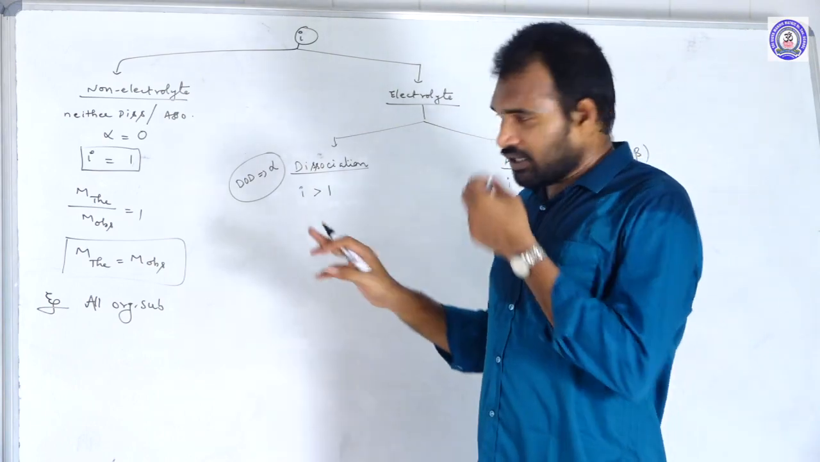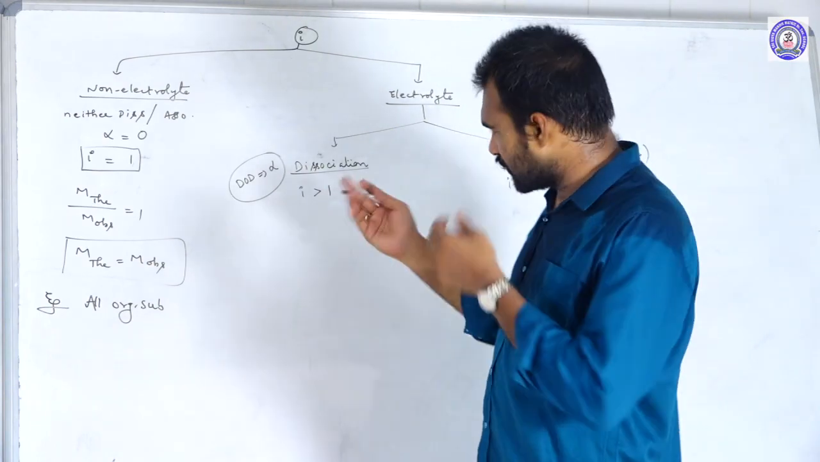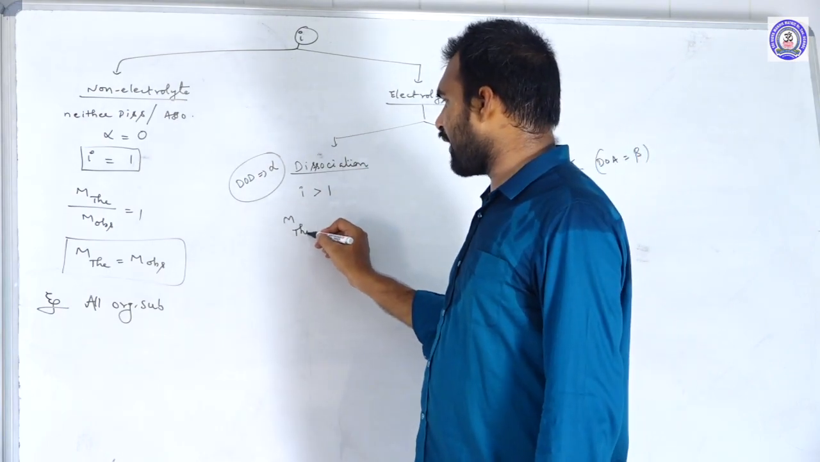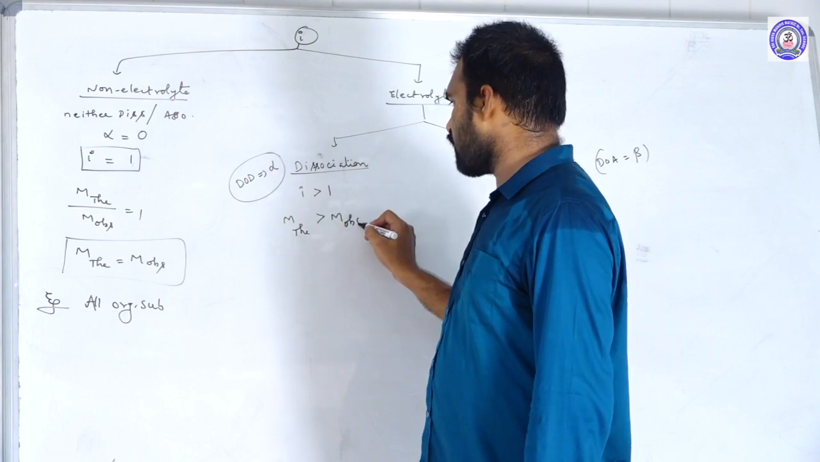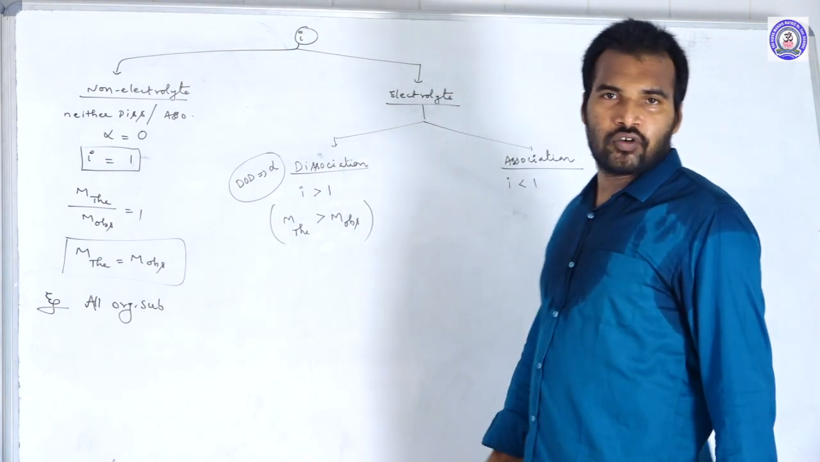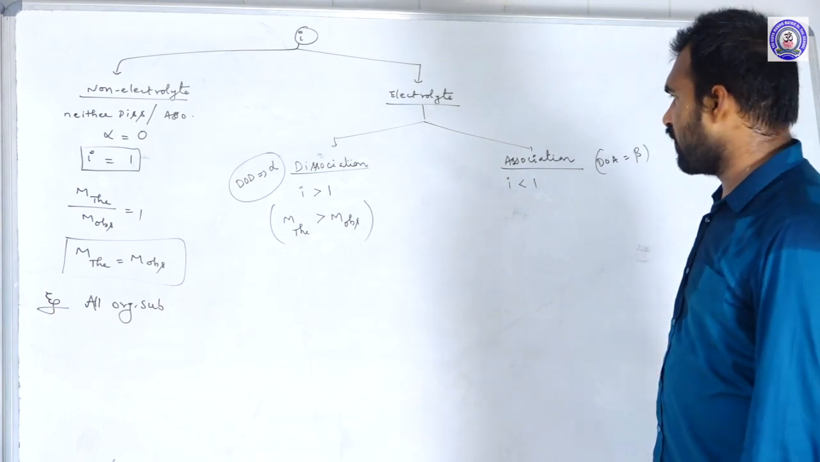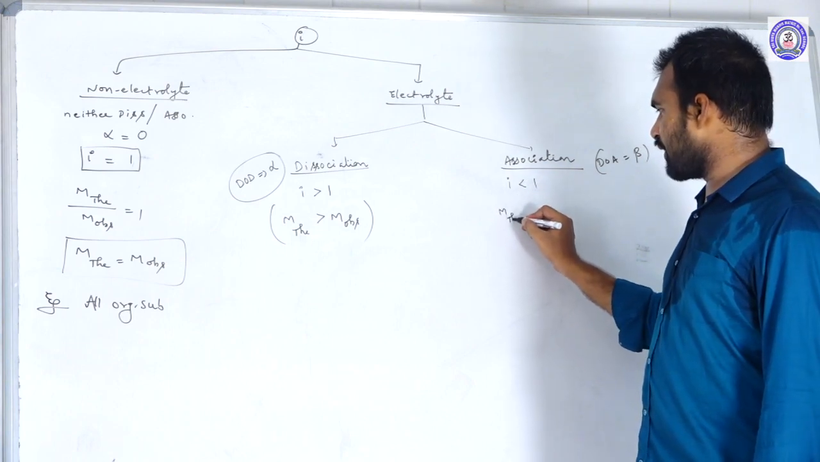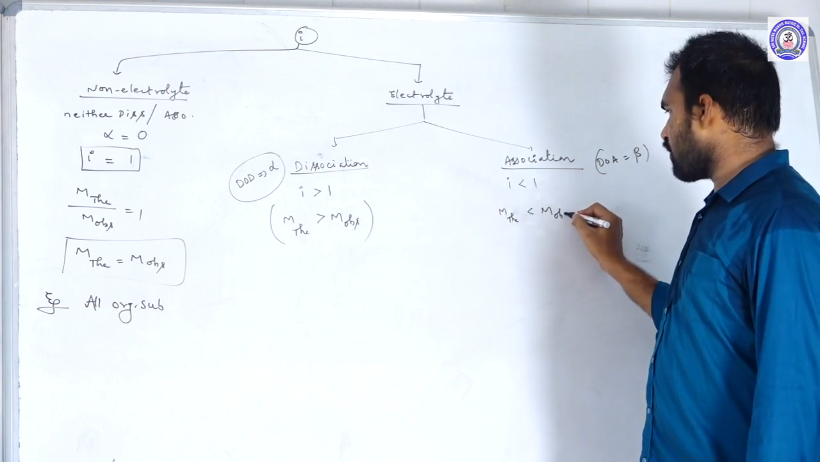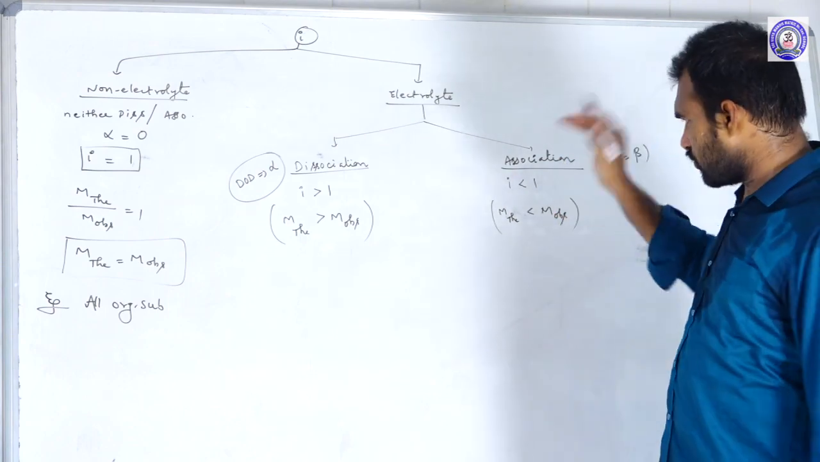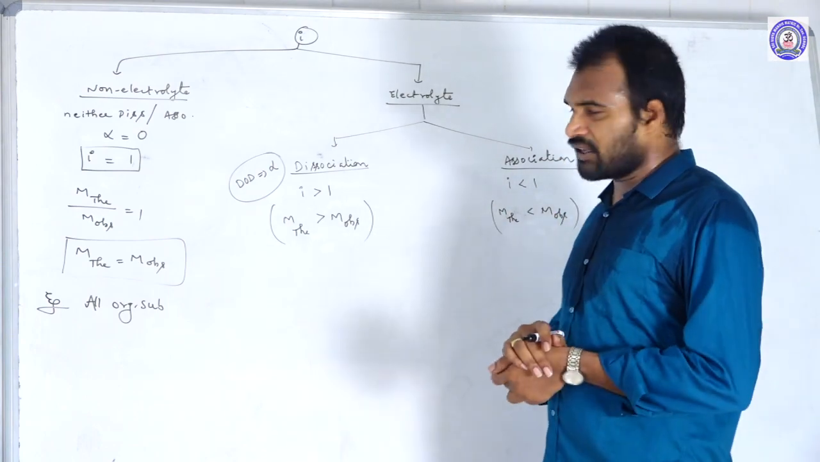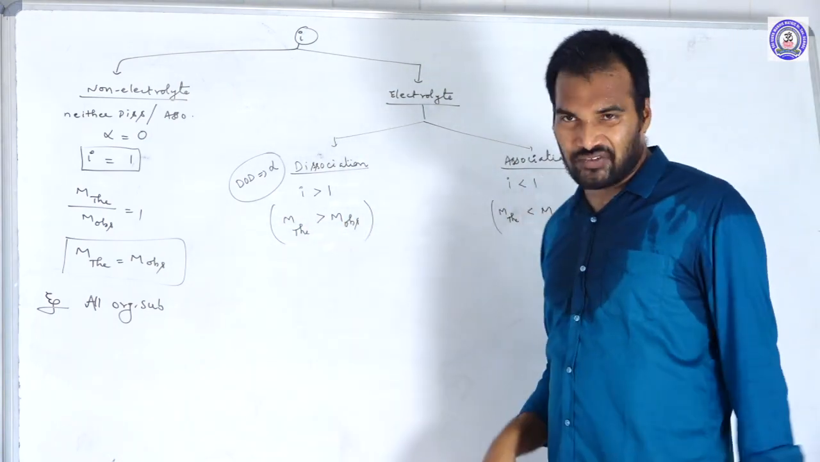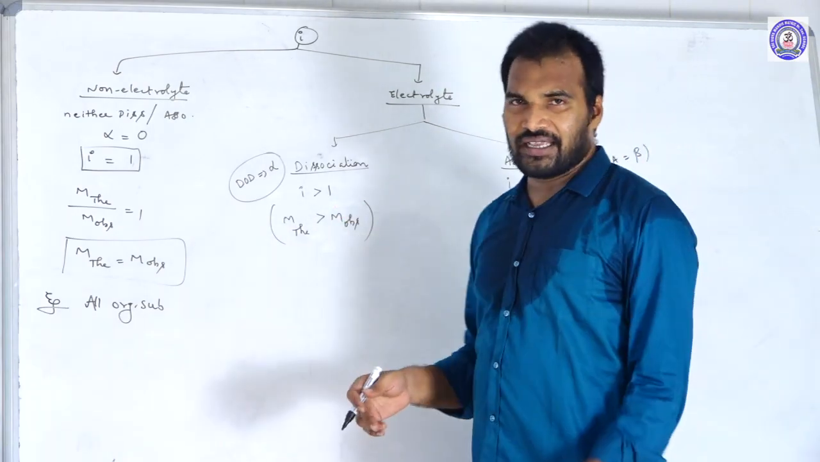Now, i is equal to M theoretical by M observed. So if i is greater than 1, definitely the M theoretical value is greater than the M observed value. Whereas in case of association, i is less than 1, which means the M theoretical value is less than the M observed value. So these are the cases. How and why is i greater than 1 here, less than 1 here, and what is i exactly equal to here? Let us see. For that I am taking an example.